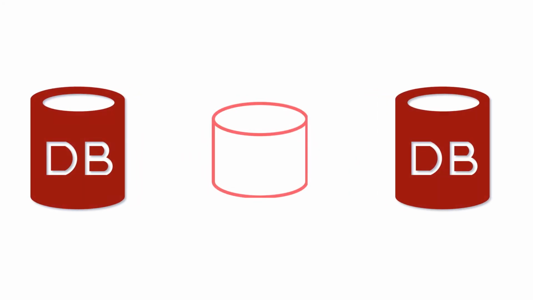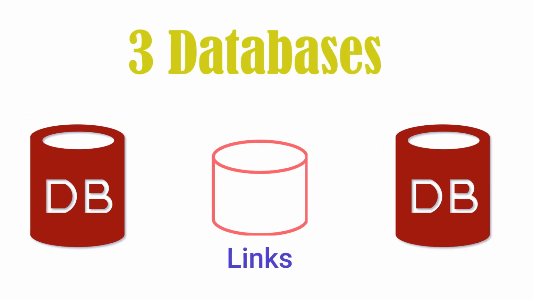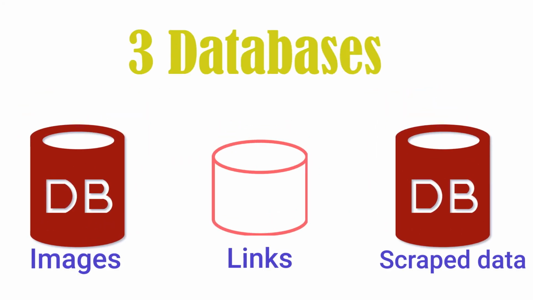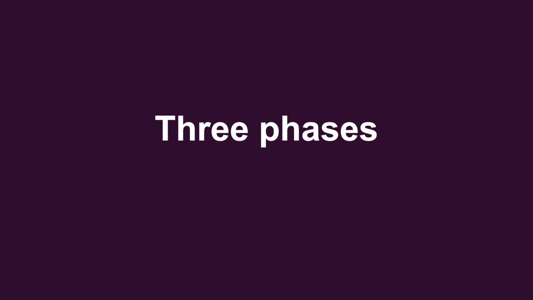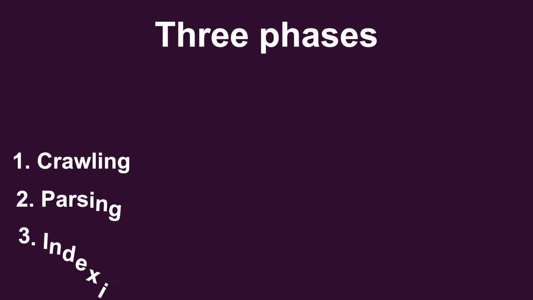Before explaining the architecture of the website, I want to clarify one thing, that the project is using three databases. They are to store the links, images, and script data of the website. Two of them are Redis JSON databases hosted on the Redis cloud, and the third one is the MongoDB database from MongoDB Atlas. The whole process of the application can be divided into three phases: crawling, parsing, and indexing.